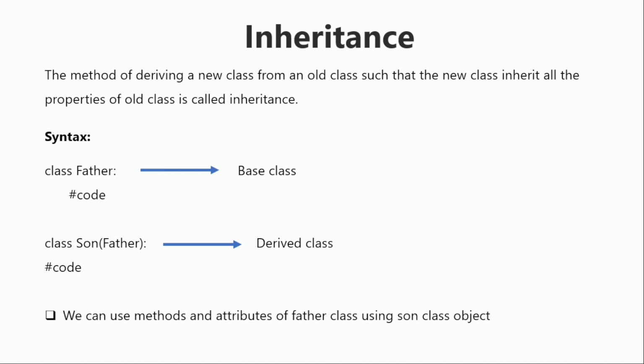The syntax is class Father, which will be the base class, and class Son, where we pass the Father class as an argument to the Son class, and this is the derived class. Both the classes will have a set of methods and variables.